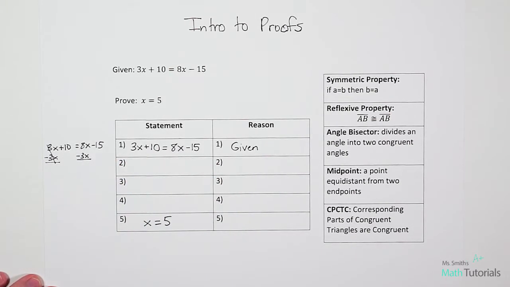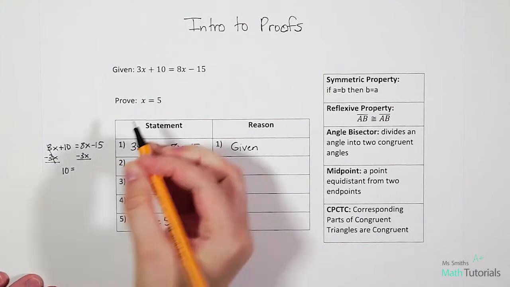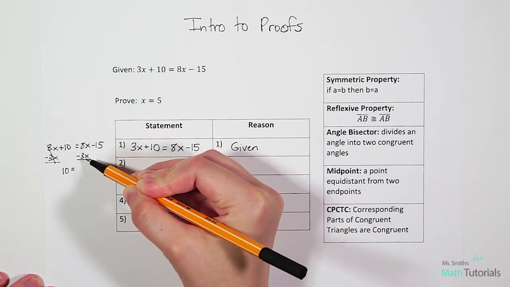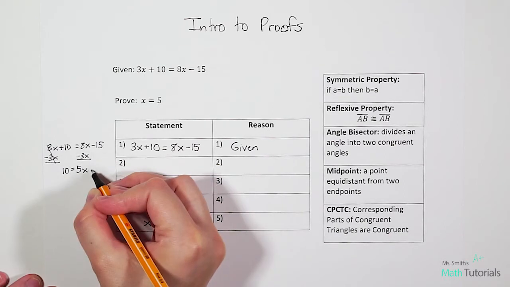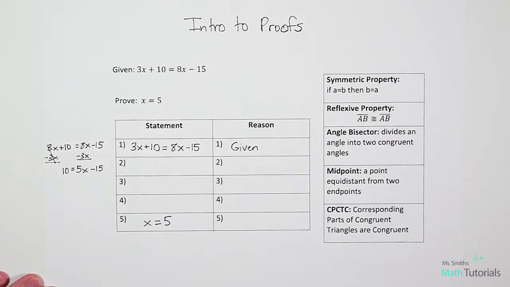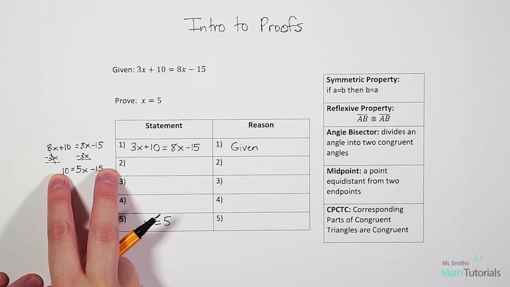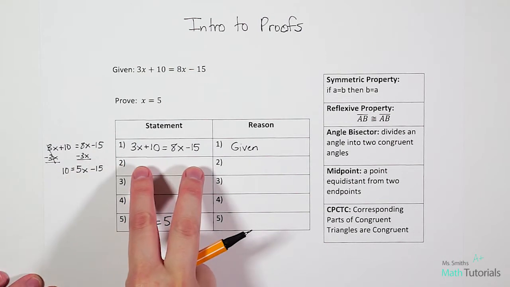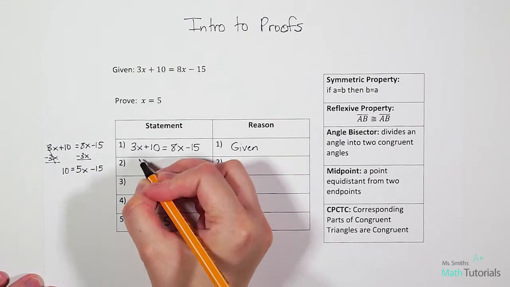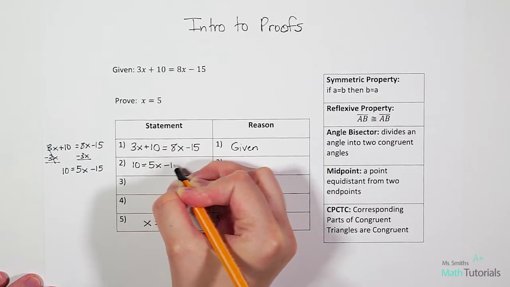So let's bring down what we have at this point. We've got our 10. We've got our equals. 8x minus 3x, that would leave us with 5x. And then let's bring down our minus 15. So now, after I've subtracted 3x from both sides, this statement is my next step. So 10 equals 5x minus 15.